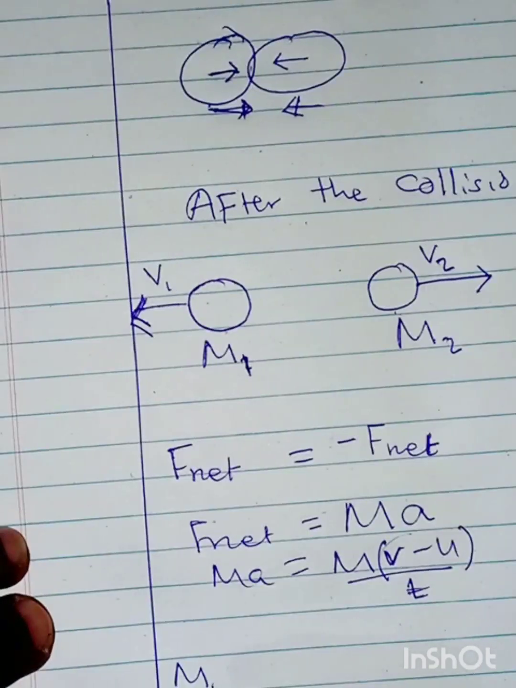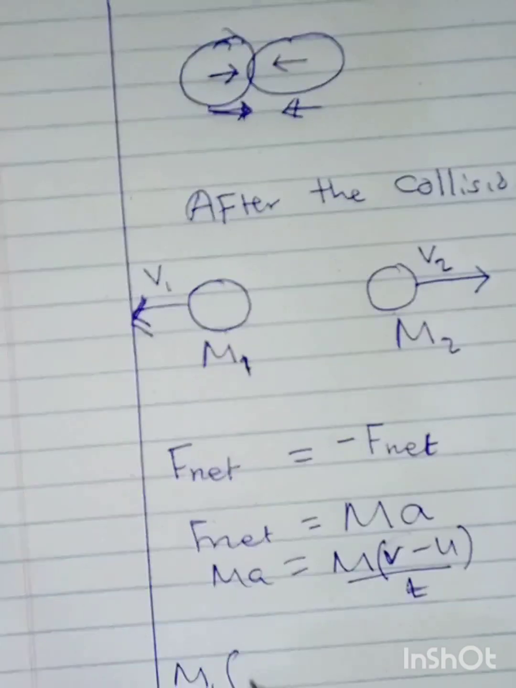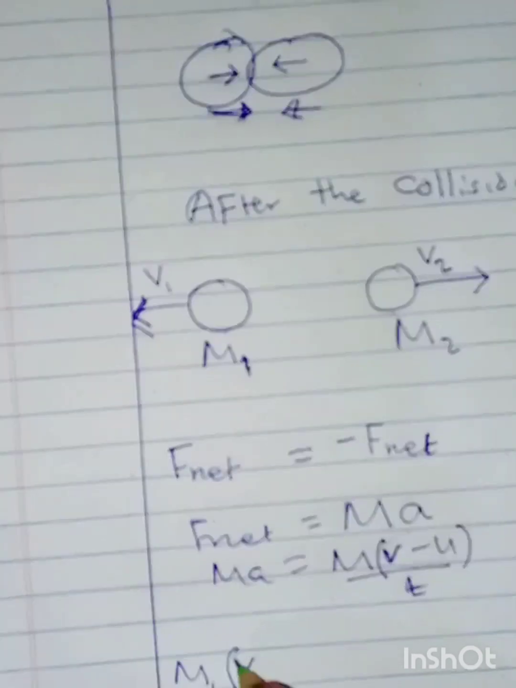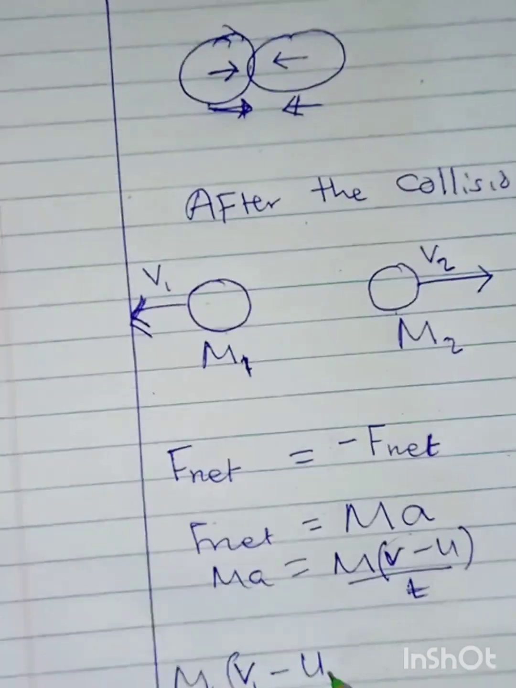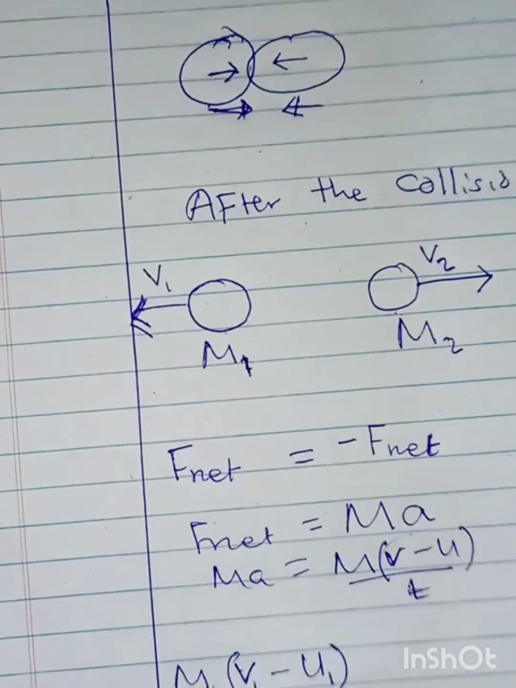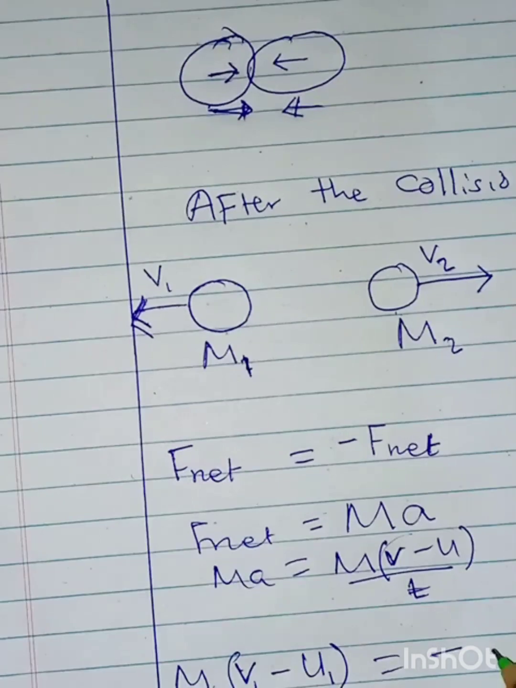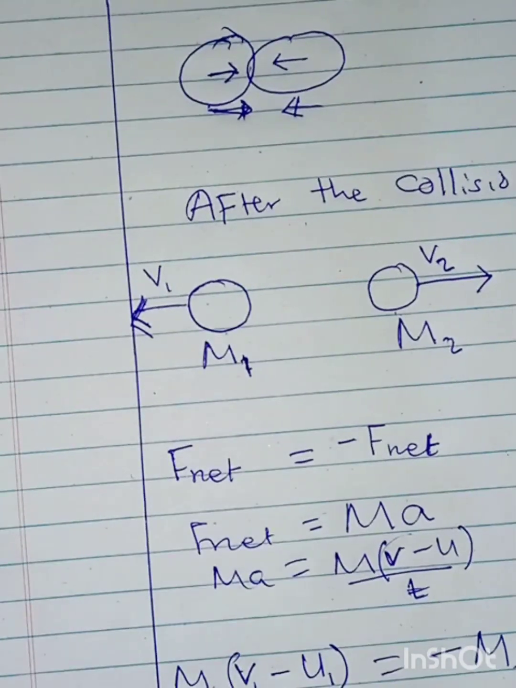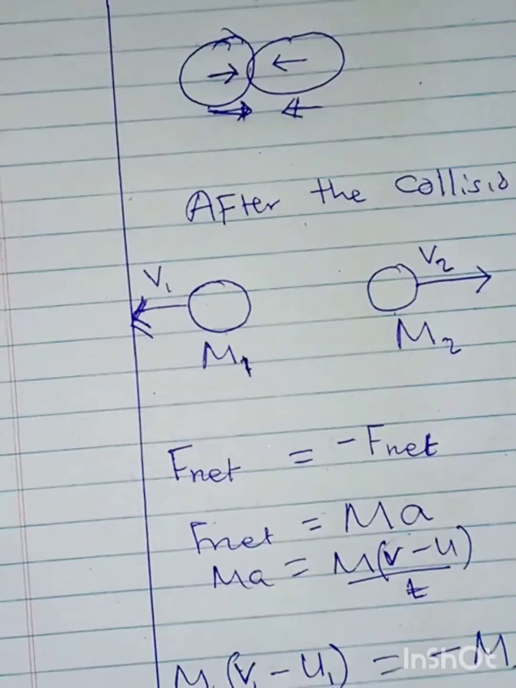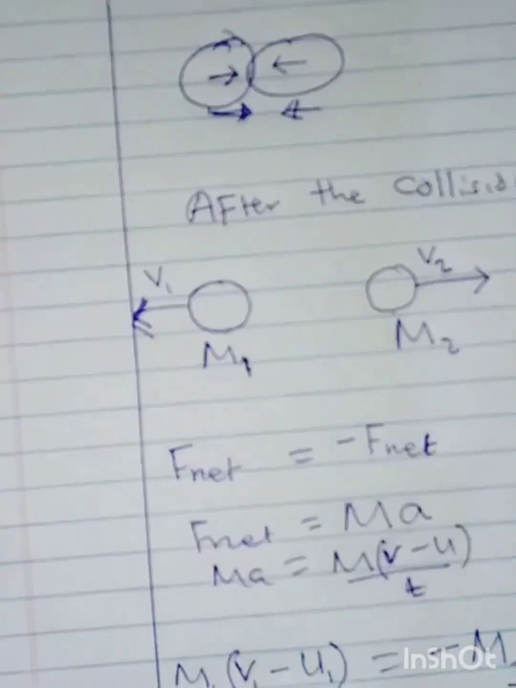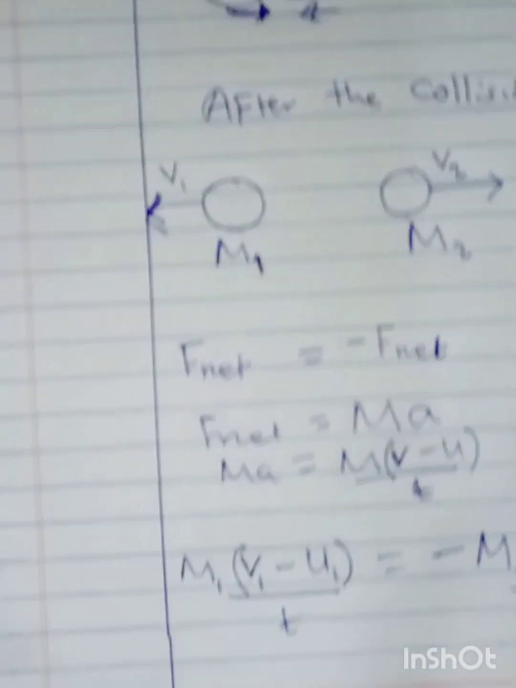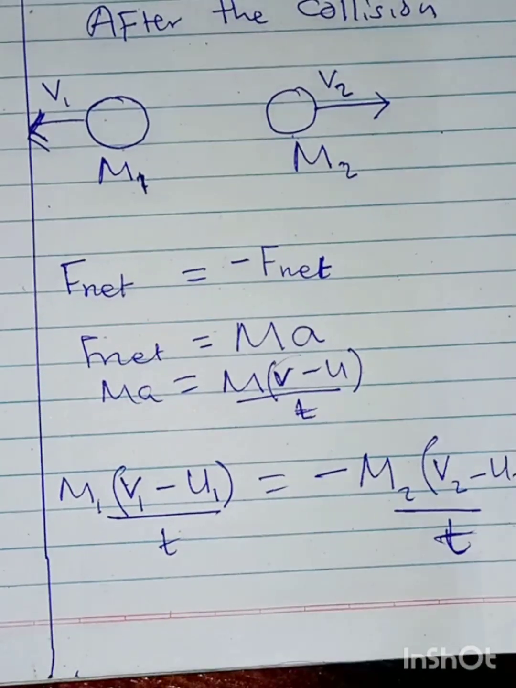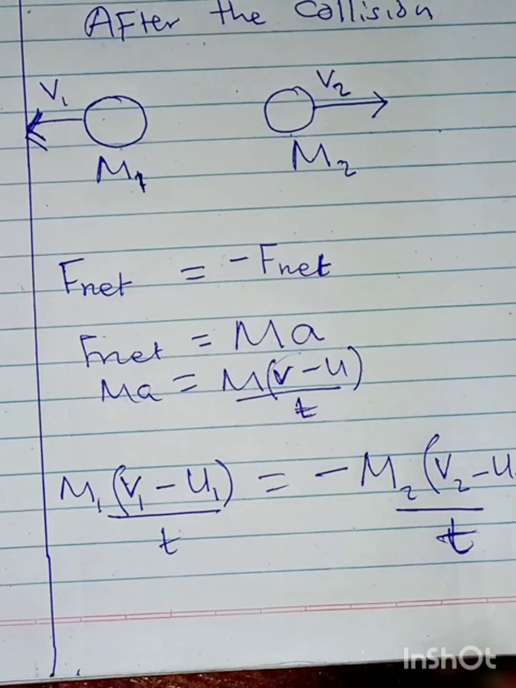Mass m1, the final velocity of the first ball minus the initial velocity of the first ball, divided by time, equals negative mass of the second ball, final velocity of the second ball minus initial velocity of the second ball, divided by time. The time of the collision is the same. Hence, the time will be cancelled out.